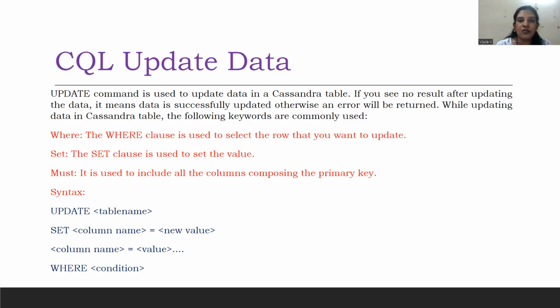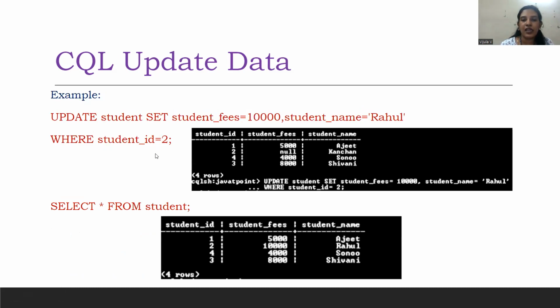So the where clause is used to select the row that you want to update, and the set clause is used to set the value. So you can look into the syntax. The command update is given for the table name, and the set command is given for the column name or the new value, and the where command is used to mention the condition. This is the example that is used for update data with the student table.